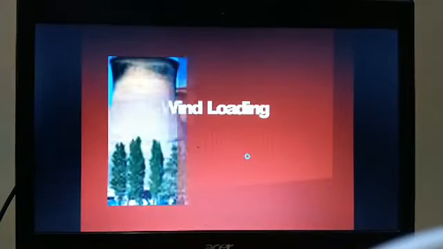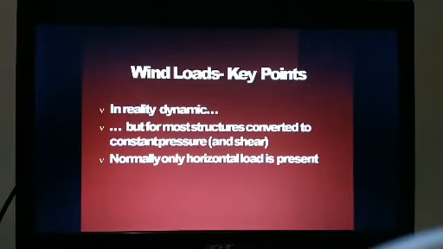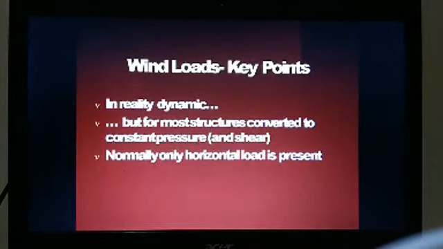So wind loading. I think you are familiar with this IS 875 Part 3. I'm even going to show you the tables which are there in the code. Wind is a very important load to be considered for tall buildings, even for large opening structures. See how wind creates a lot of disasters to the structures. In reality, the dynamic force is nothing but a wind force, but for most structures normally only horizontal load is present in the wind forces. These are key points to design the wind force, right?